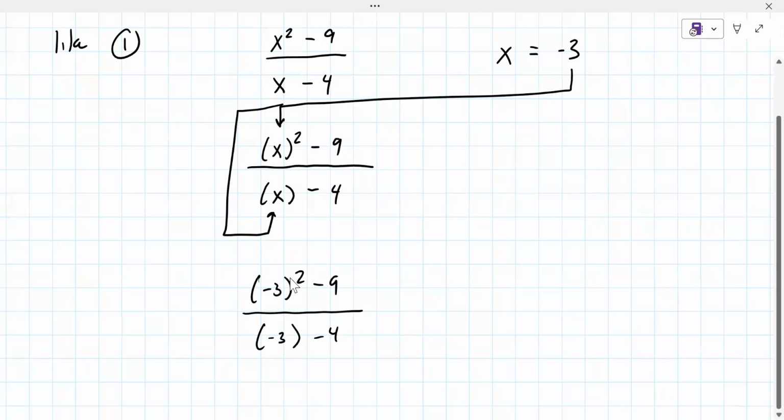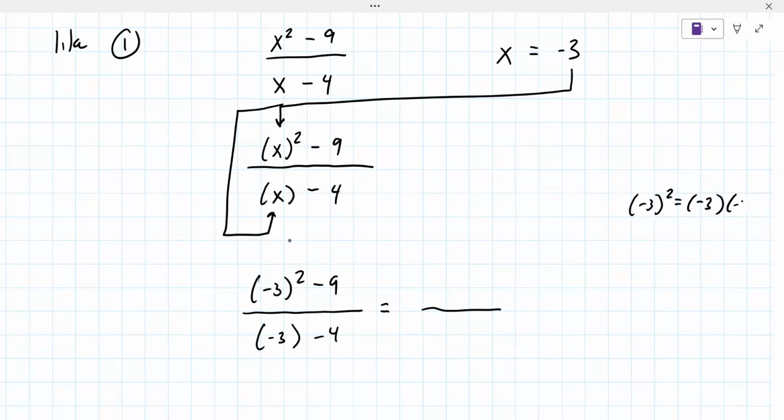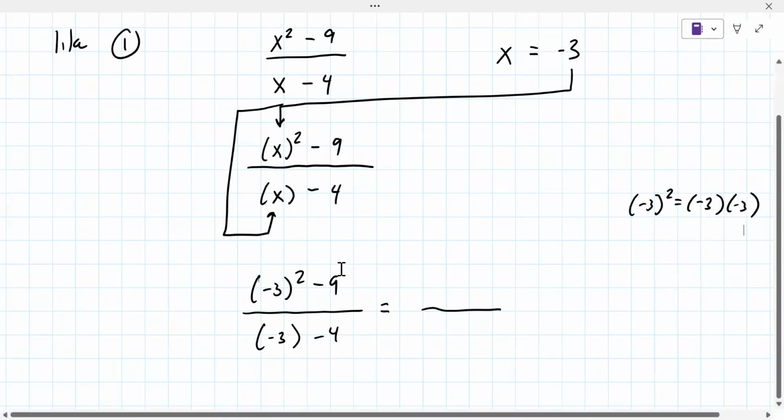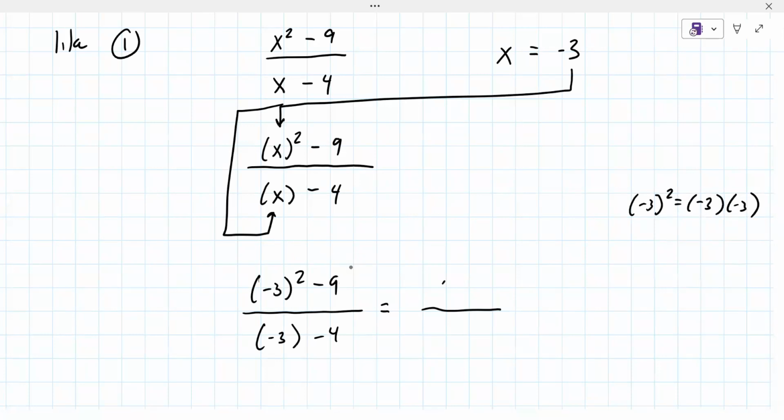What is -3 squared? -9. It is not -9. It's -3 times -3. So the negatives cancel, and it's positive 9. So on top, 9 minus 9. And then on the bottom you have -3 minus 4.